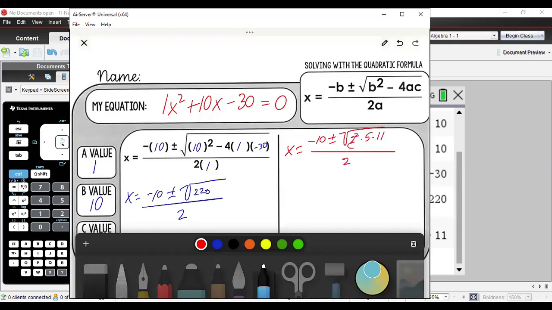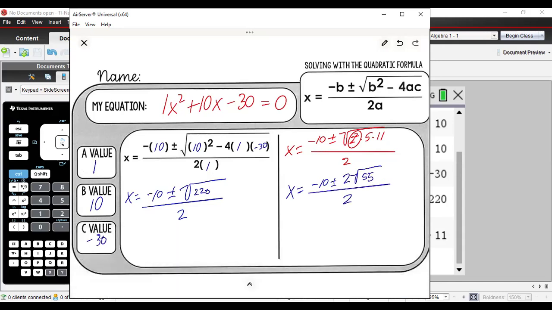And because this has a square, we have 2 2's, we can take that outside of the radical. So what we're going to have is a negative 10 plus or minus 2 times the square root of 5 times 11, which is 55, over 2. Now, we're almost done. We can simplify these fractions, so a negative 10 divided by 2 is going to be a negative 5. And then these 2's here are going to cancel, so we're just going to be left with the square root of 55.